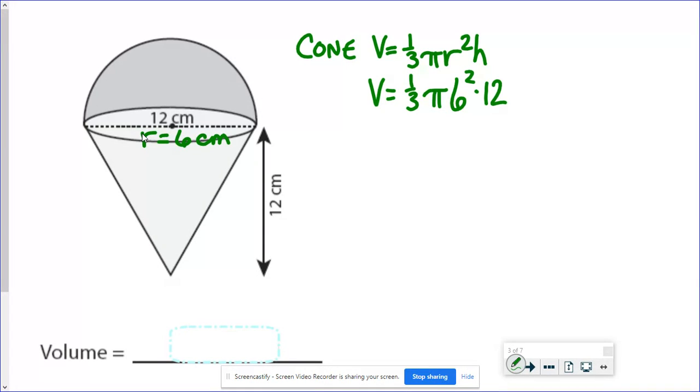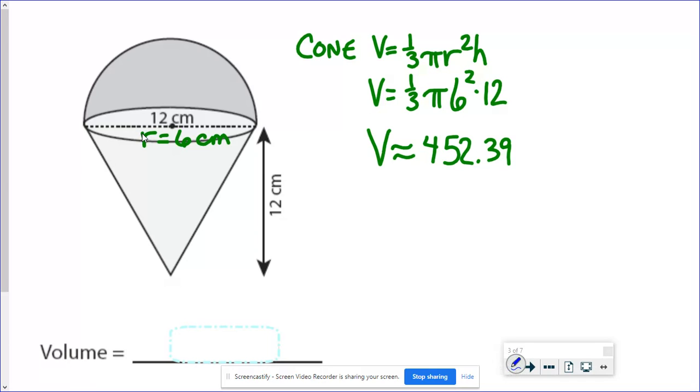So you can certainly go ahead and simplify like the 1/3 with the 12. Remember, you can't do it with the 6, but you can do that if you want to, or you're going to be using your calculator anyway. 6 squared is going to be 36 times 12 times pi, and then we're going to take that whole answer and divide by 3. That's going to give me, on these answers, I believe we're going to 2 decimal places, 452.39, this would round to. I hope that you're doing this on your calculator as well.